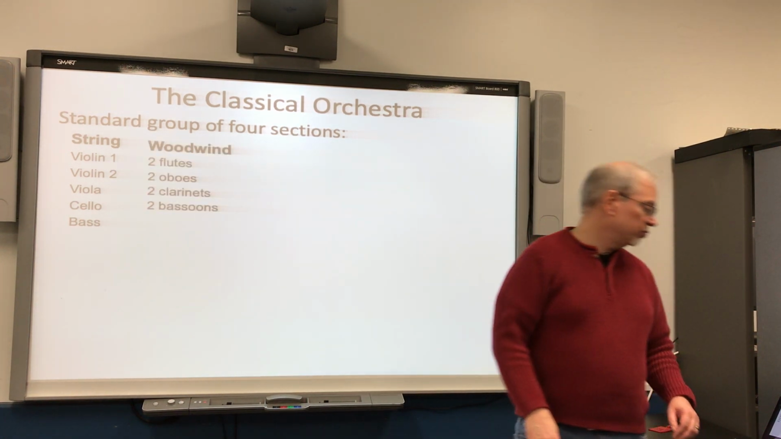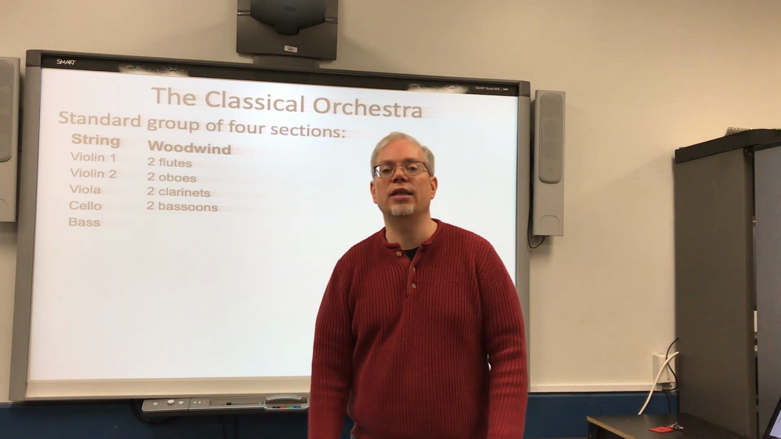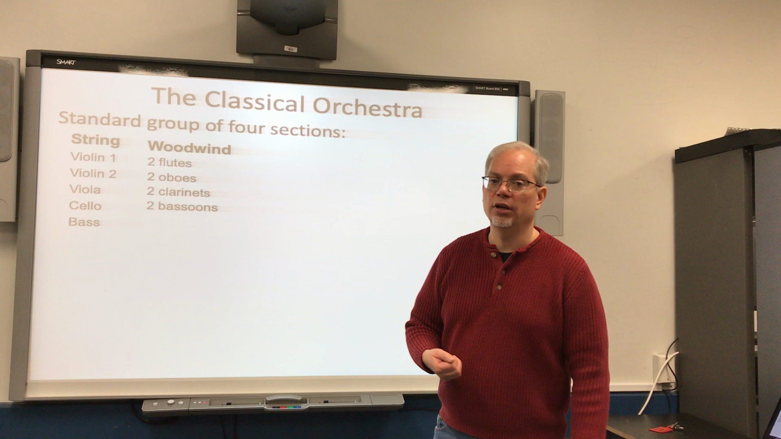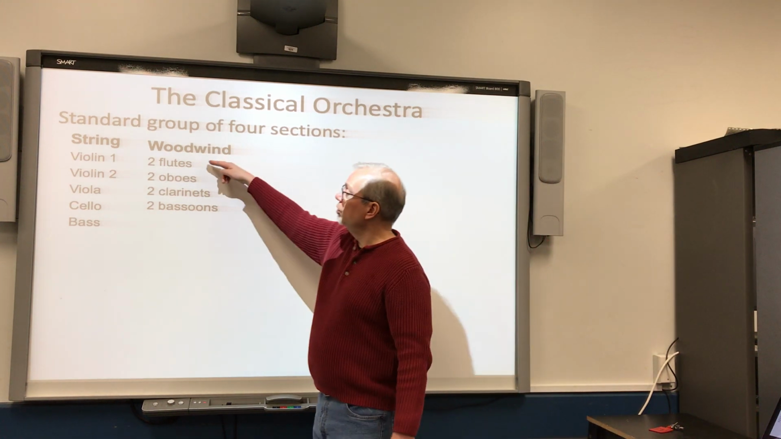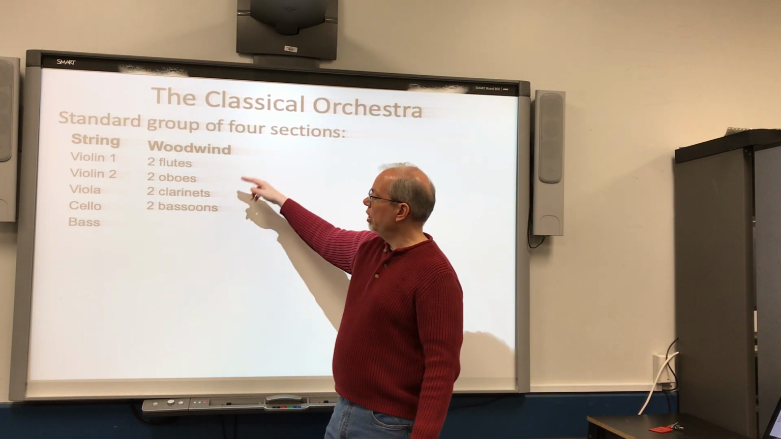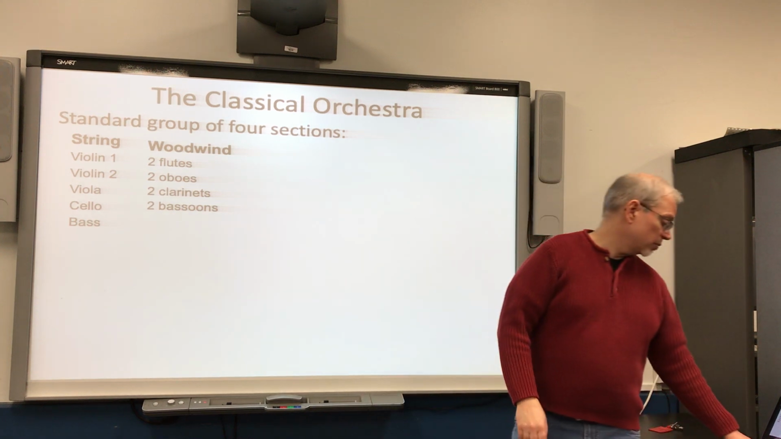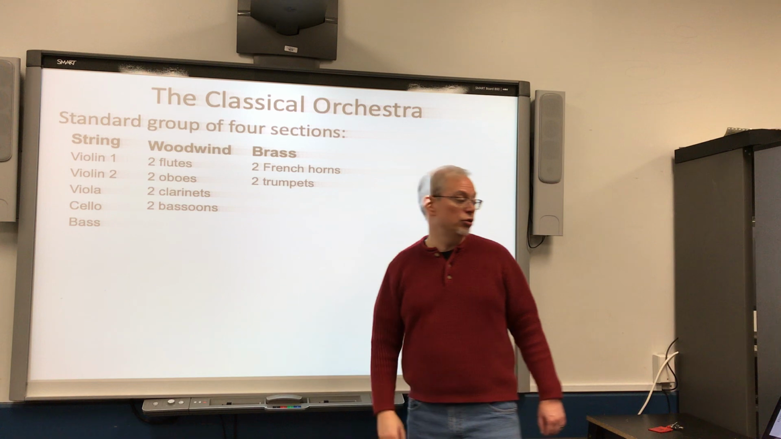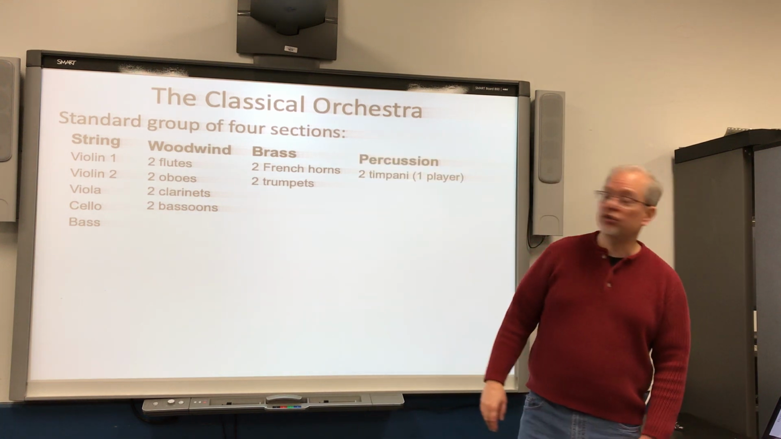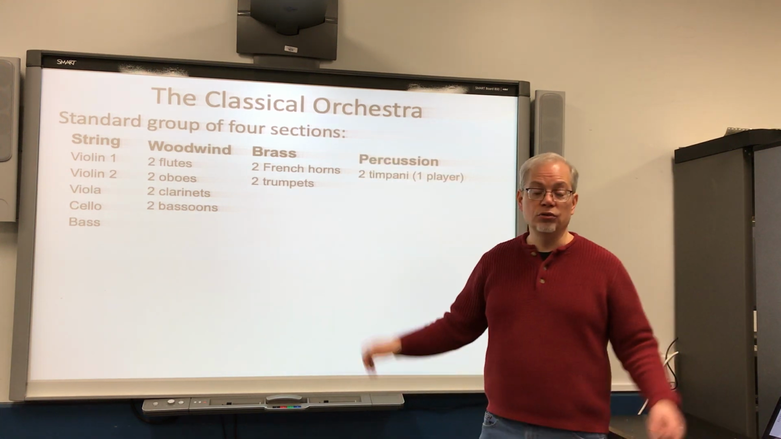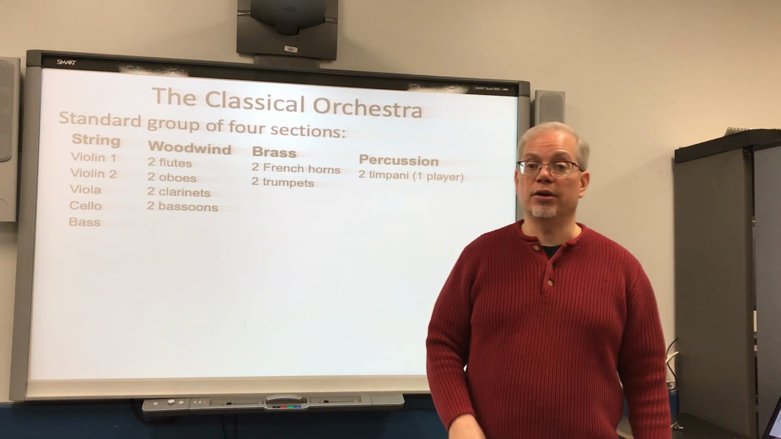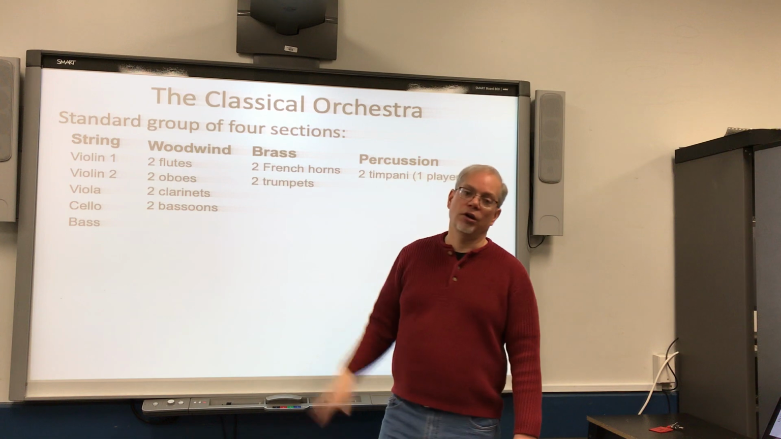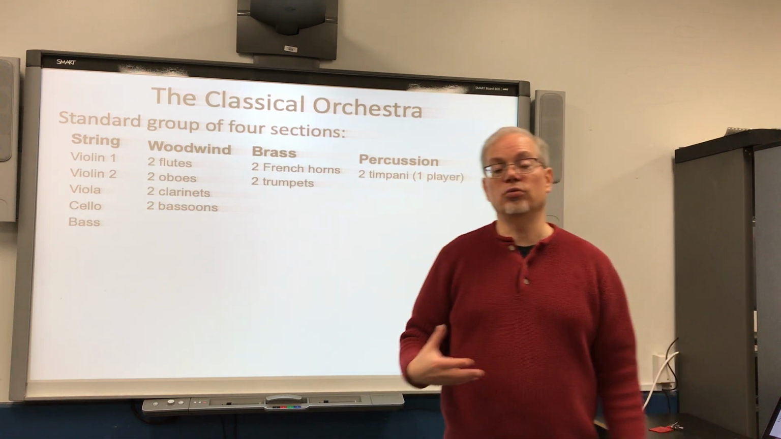Woodwinds and brass. My old music history teacher used to say that the classical orchestra was like the Noah's Ark of music, because we have 2 flutes, 2 oboes, 2 clarinets, and 2 bassoons in the woodwind section. In the brass section, we have 2 French horns and 2 trumpets. And then in the percussion section, we have 2 timpani, tuned drums, being played by 1 player. So, 2, 2, 2, 2, 2, 2, 2, Noah's Ark of the classical music world.